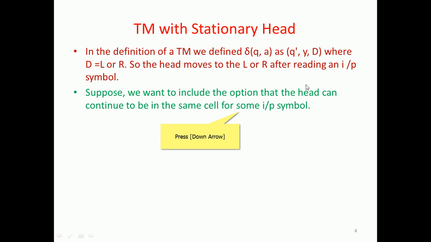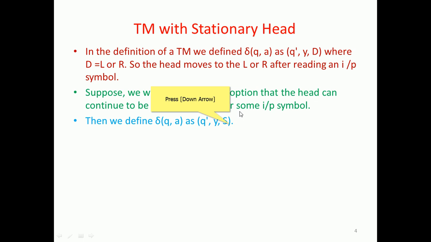The options we can give are that the head can continue to be in the same cell for some input symbol. So that is possible here. Then we define delta of q comma a, that is a transition, where q is the current state and a is the input symbol, for this kind of transition as q dash comma y comma s.